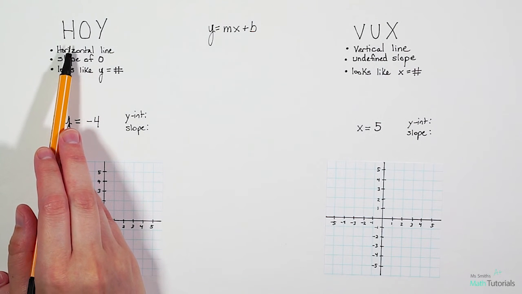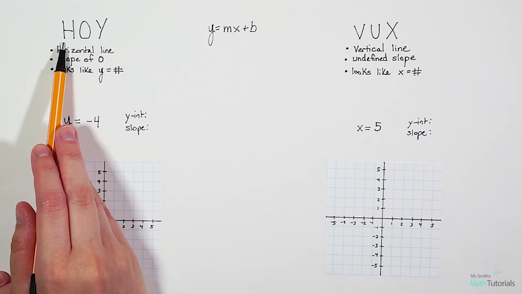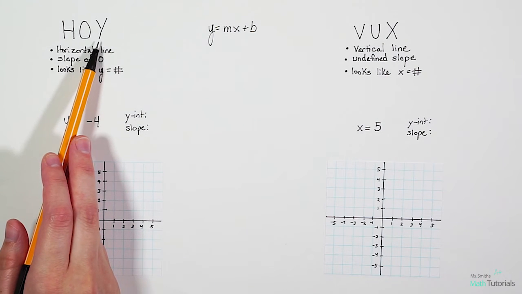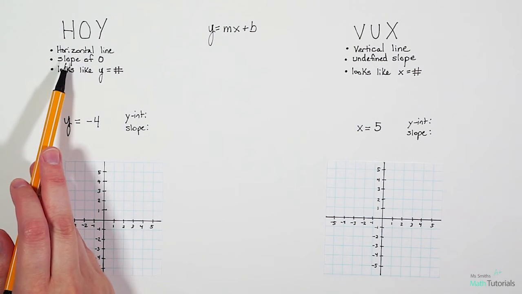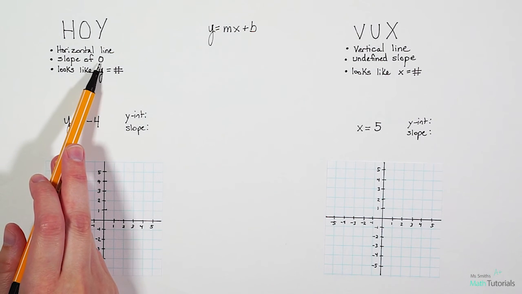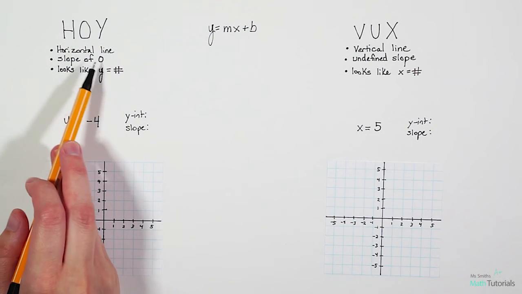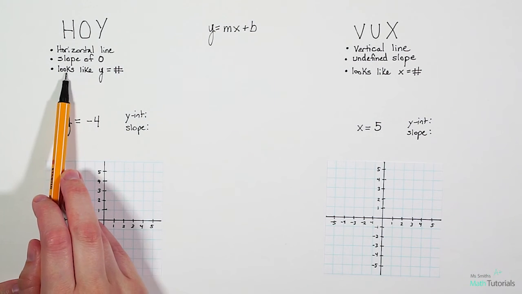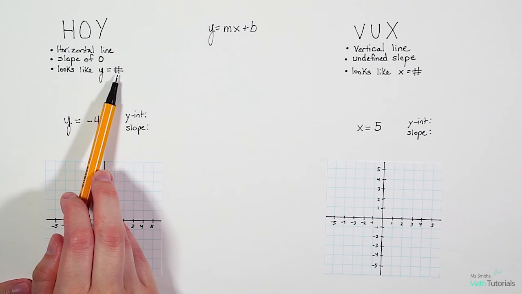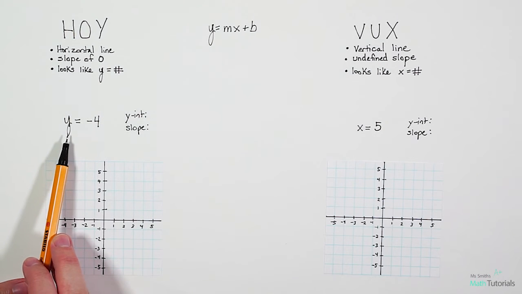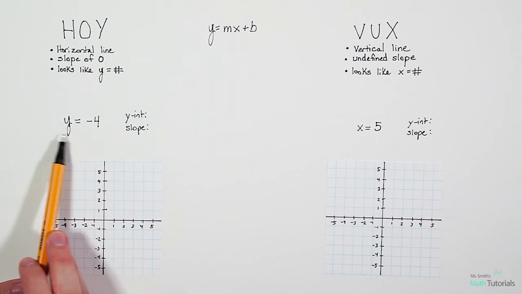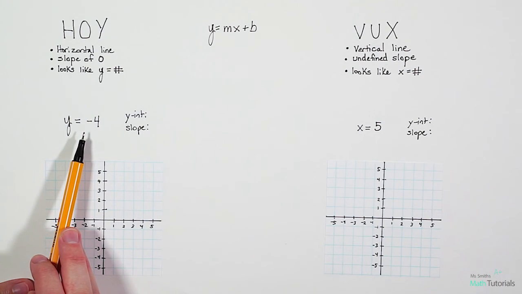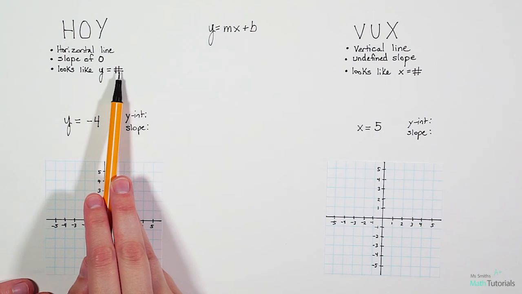For our horizontal lines, we have the acronym HOI. And what HOI stands for is just a way to help us remember that if it is a horizontal line, that's our H, it will have a slope of 0. That's the O of the HOI. It's really a 0. And it looks like y equals a number. So when we look at an example like this one, y equals -4, I can immediately tell that this is going to be a horizontal line because it looks like y equals a number.